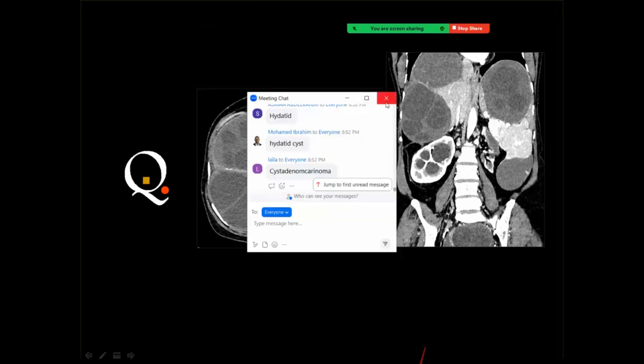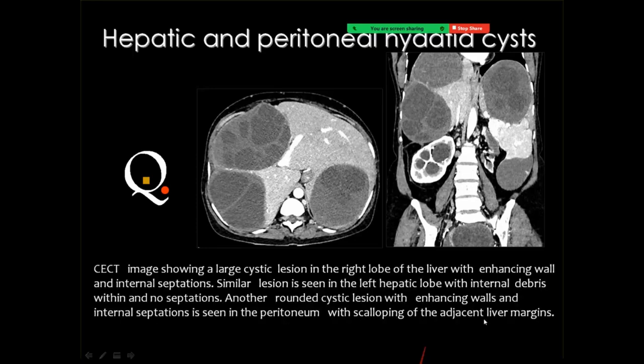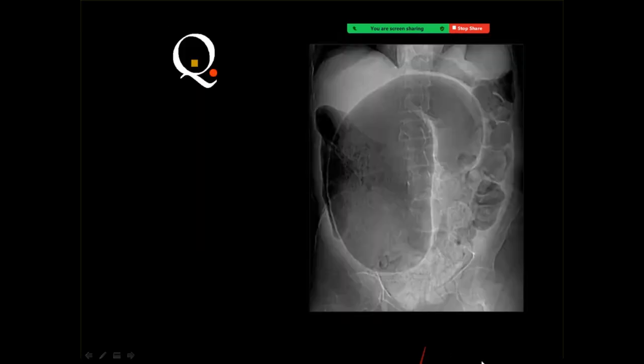Yes. Hydatid cysts is the right answer. And you got two or three hydatid cysts. Some cysts are in the liver, and this lesion may be considered in the peritoneum or in the lower pole of the spleen. It does not make much difference, but these are multiple hydatid cysts, and you can see clearly the daughter cysts located within the original cyst. Next case.